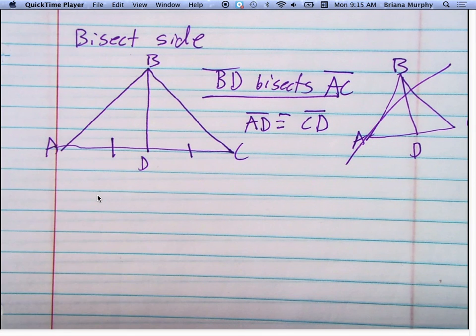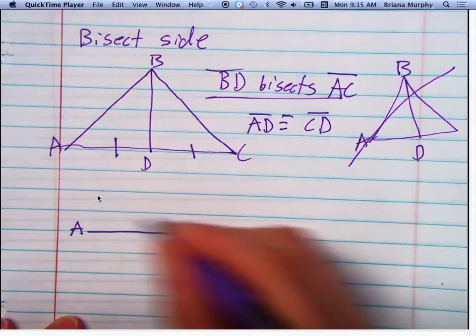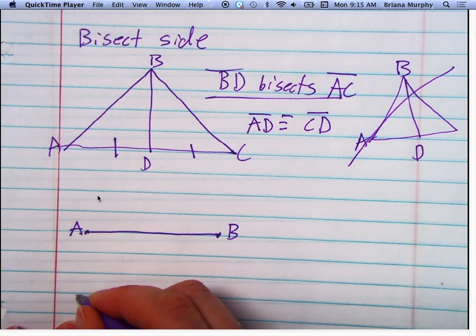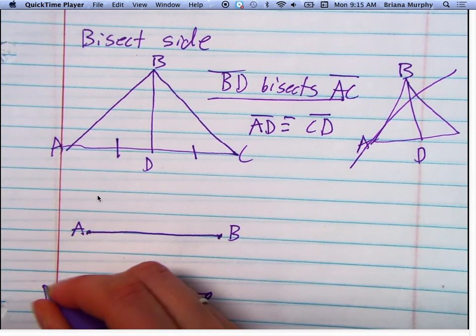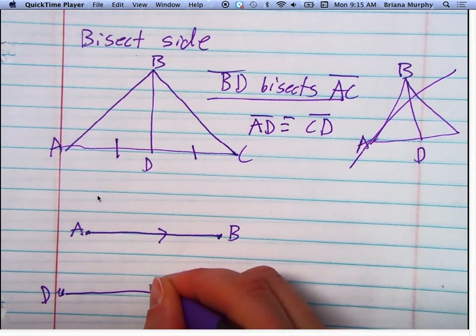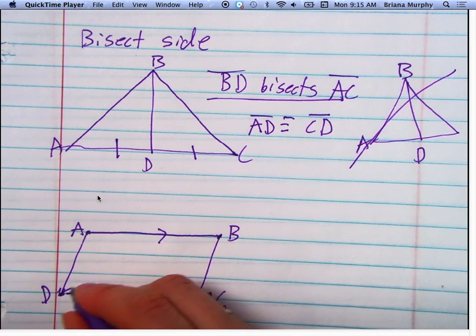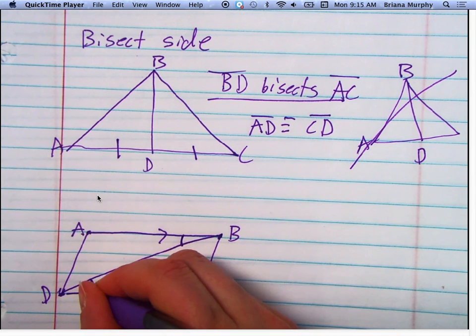One more. You're going to have to remember this from your take-home quiz. I've got segment AB, and it is parallel to segment DC. Cut it by a transversal, and I'm saying these two angles are congruent to each other.